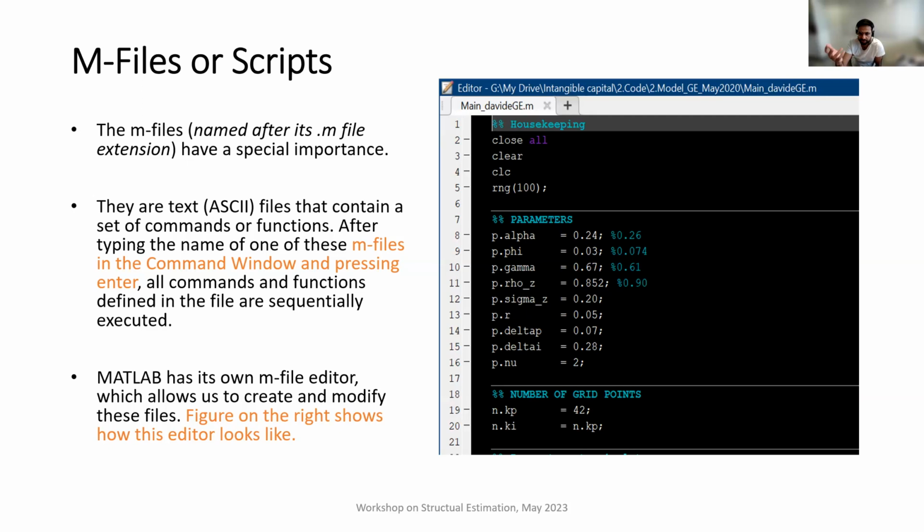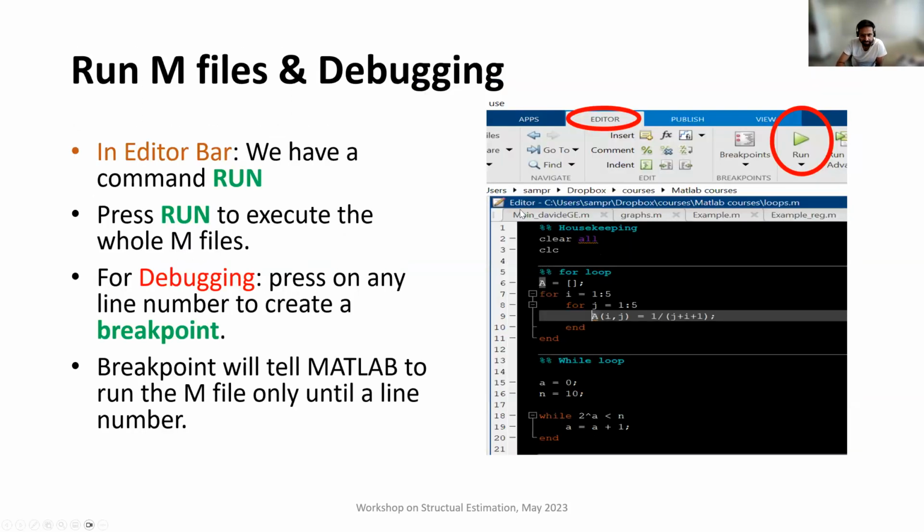Okay, so if you're using random numbers at any point in your code, in order to make sure you use the same random numbers, you have to make sure you are using the same random number generating stream. Here I'm using rng 100, but of course you can use whatever you like. If you want to run any code, you have to run it from the editor.